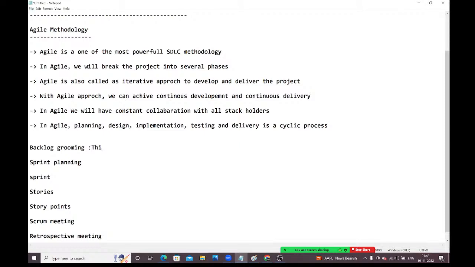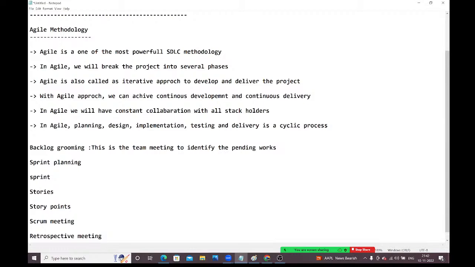So this is the team meeting to identify the pending works. How many requirements are there? In those requirements, what requirements are pending? Those things we need to identify in backlog grooming sessions.